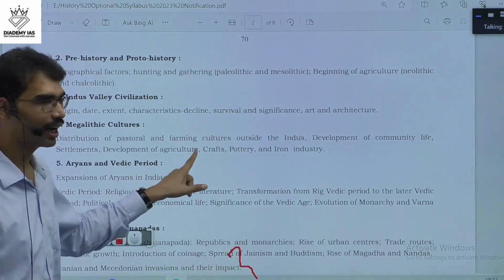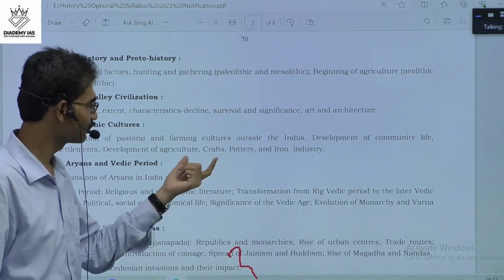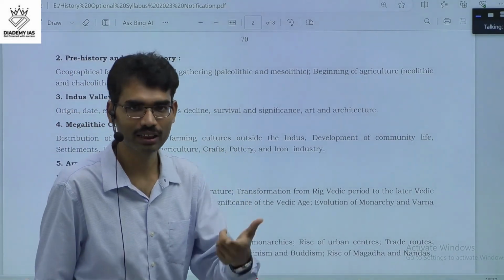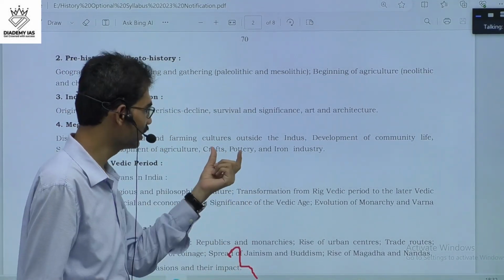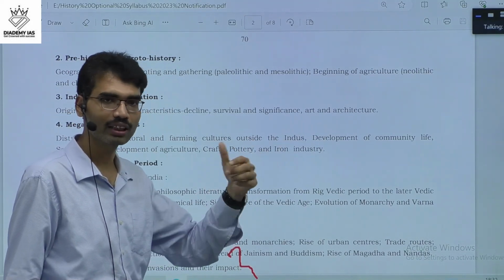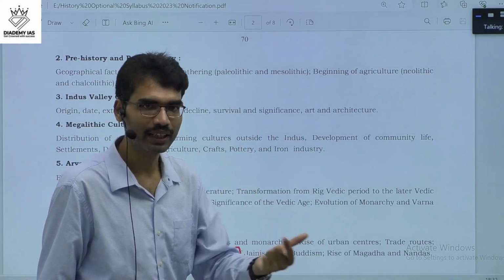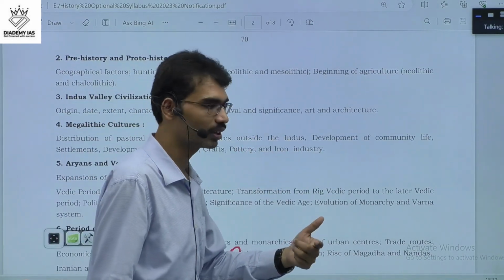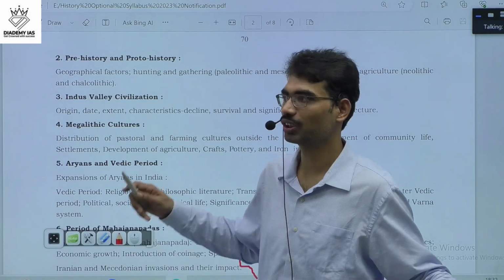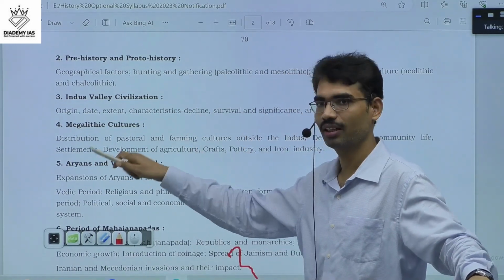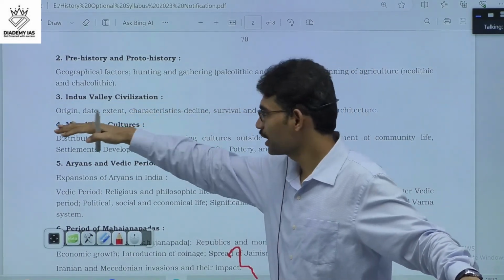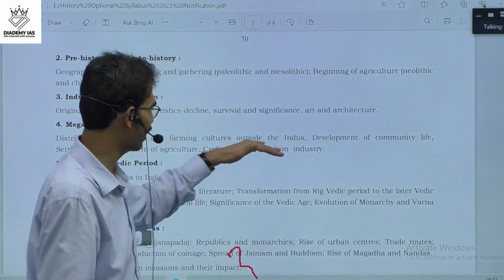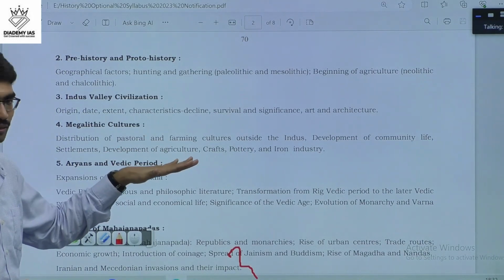Then development of agriculture. Agriculture came, that means economy. Crafts means artisan activities, which you will see under part of economy. Pottery you can also keep under artisan activities. Then iron industry. They started using the technology, iron technology. That's why we talk about the science and technology of megalithic, iron. Now the same thing: their society, their economy, their technology for this megalithic period, megalithic cultures.